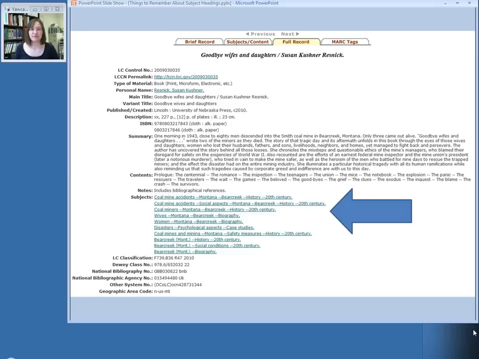So these are just a few things to keep in mind about subject headings. We'll talk about them in more detail in week 5 when we talk about subject analysis, but I just wanted to point them out briefly at this point.